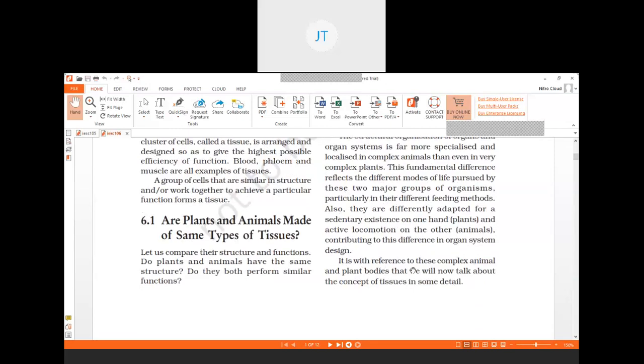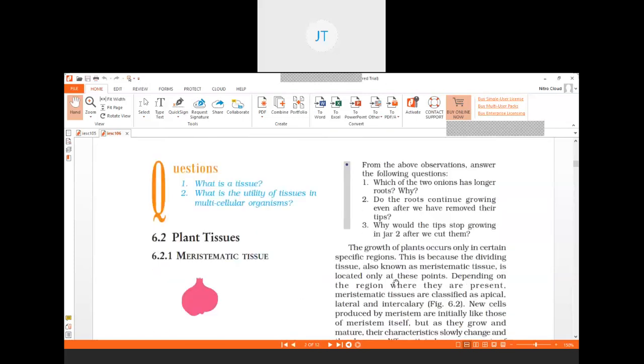It is with reference to these complex animal and plant bodies that we will now talk about the concept of tissue in some detail. This is the beginning of plant tissue, and after the completion of plant tissue we will see animal tissue. Here there are two questions: what is tissue? I already gave you the definition of tissue that you can write here, and I am also sending you the photograph. And another question: what is the utility of tissue in a multicellular organism?